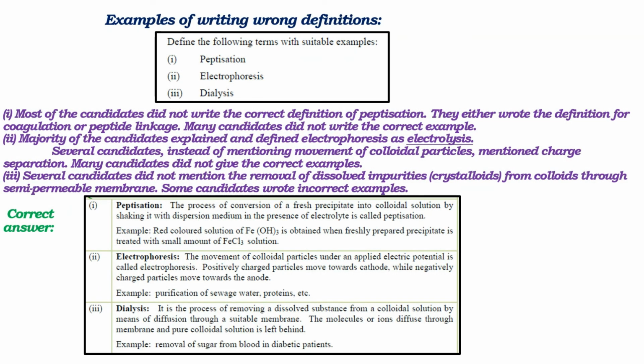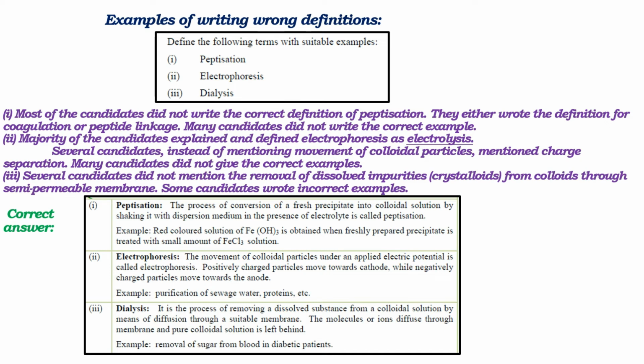Examples of writing wrong definitions. The question was asked to define peptidation, electrophoresis and diuresis. Most of the students did not write the correct definition of peptidation. They either wrote the definition for coagulation or peptide linkage. Many students did not write the correct example.